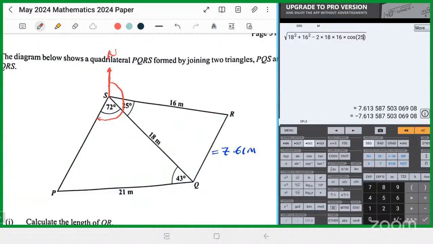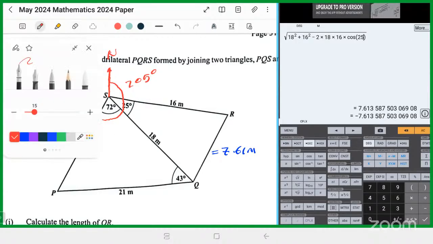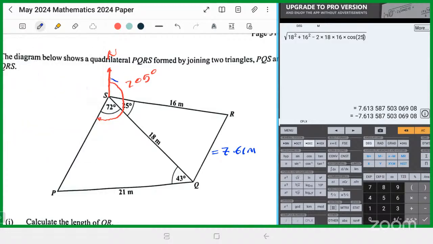That total angle will be 205 degrees. Part of that total angle is the 25 and the 72 that we can see on the diagram. The piece of that angle that is missing right now is this piece marked in blue. This red angle is 205 degrees, so that blue angle would be 205 minus these two.